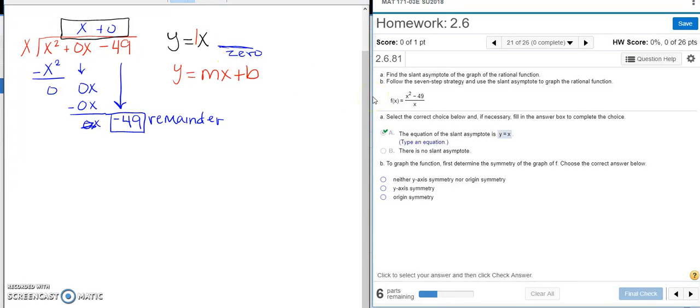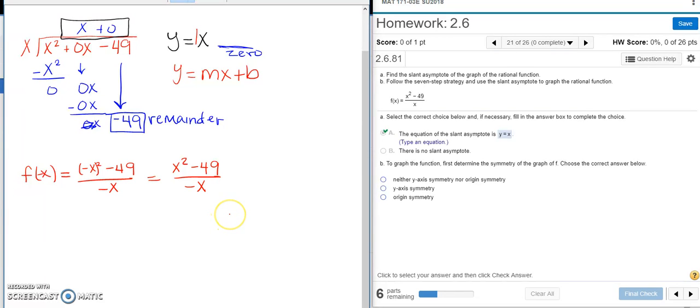Okay, first we're going to talk about symmetry. For symmetry, we're plugging in negative x. We're doing that every time we check for symmetry. So the negative x, when we square it, becomes positive x squared minus 49 over negative x.